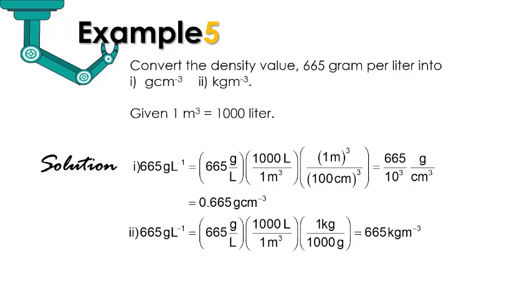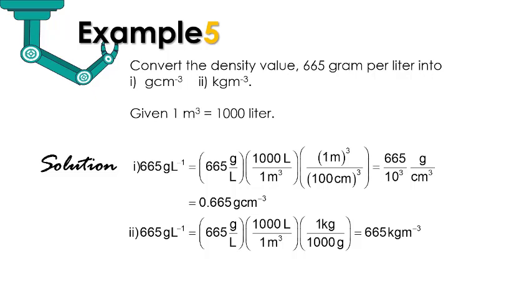The value is then multiplied with the second conversion factor 1 meter cubic per 10 to the power of 6 cubic centimeters to eliminate the unit of meter cubic. We will get the value in gram per cubic centimeter.